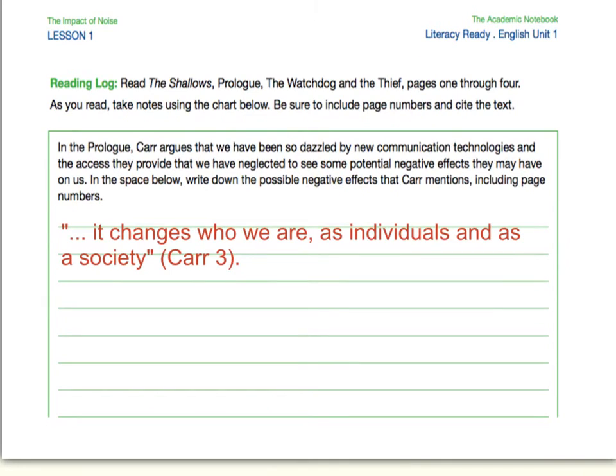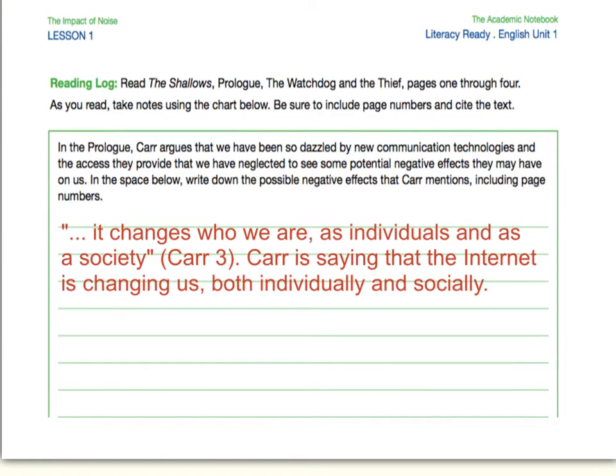In order to help your students be successful with this reading log, you might want to begin by modeling a sample with them. So here I've pulled from the text on page 3 where Carr says, it changes who we are as individuals and as a society. So note that I've written a quote from the text. I've got the author's last name and the page number to provide a citation. You might also want to encourage students to add a little commentary about that. So here I've added a sentence just interpreting what Carr is saying. Carr is saying that the internet is changing us both individually and socially.